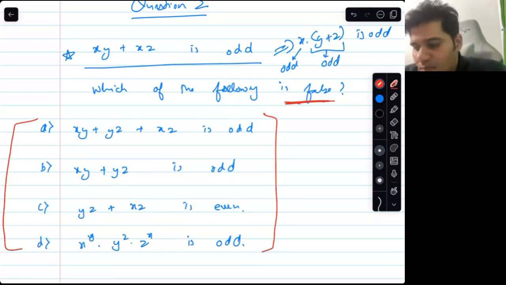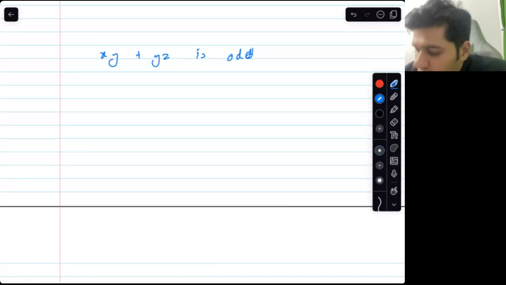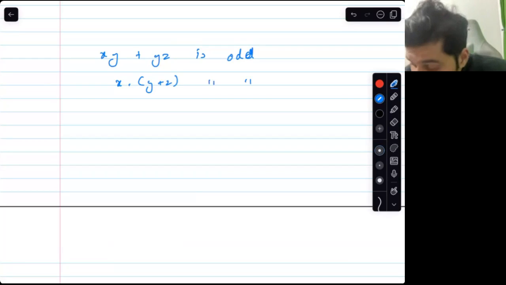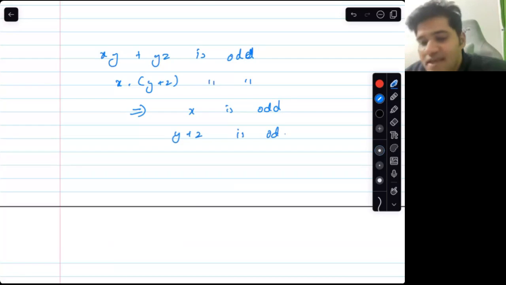Let's solve it together. Okay. All right. So we will use the elimination method. What was given? Xy plus yz is odd. So x into y plus z is odd, which implies x is odd and y plus z is odd. Is this correct? If the product of two numbers is odd, then both numbers are odd. Is this correct?